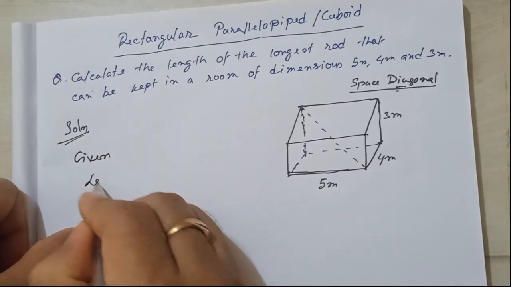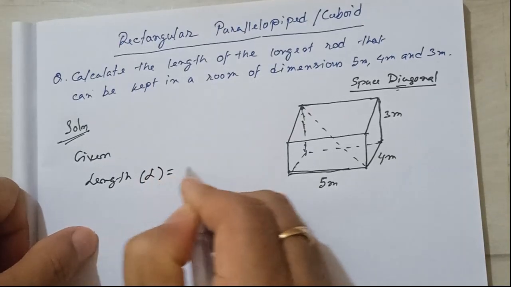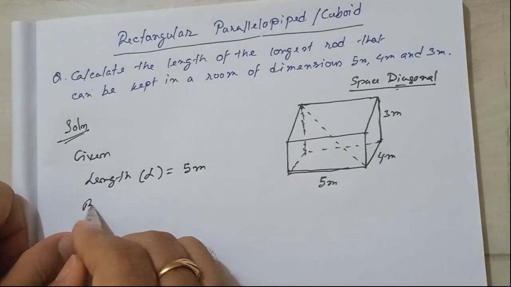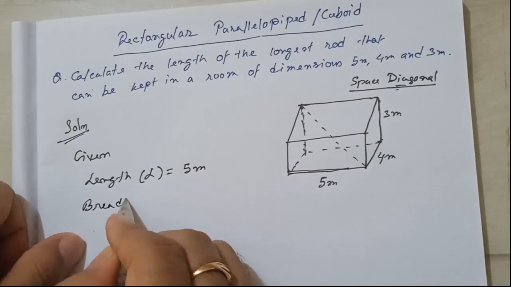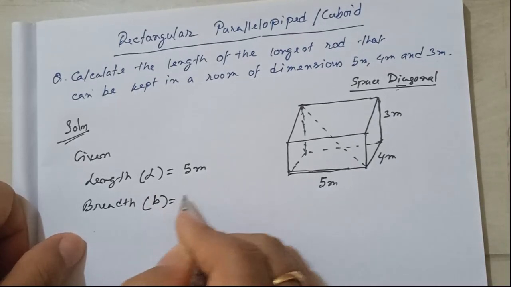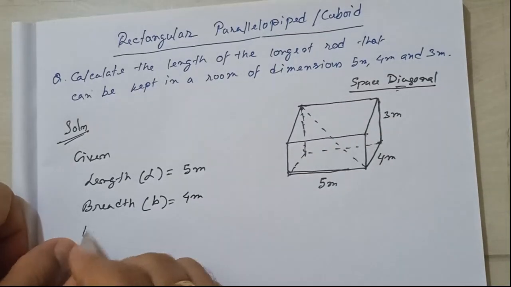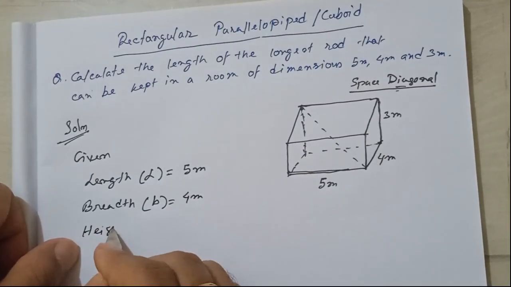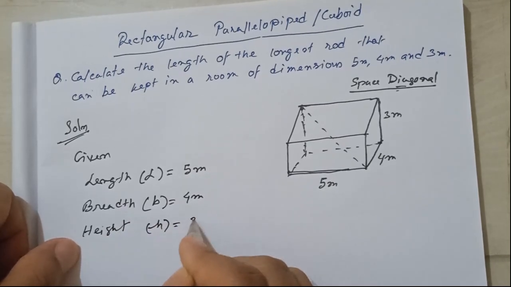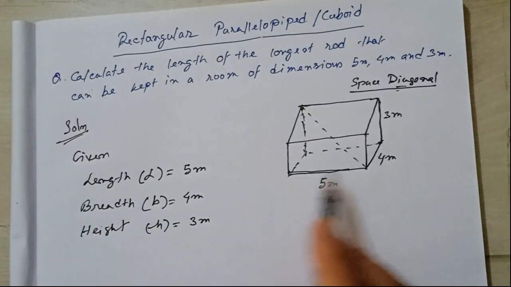Given length, suppose it is L, 5 meter, breadth, suppose B, 4 meter, and height, suppose H, this is 3 meter. So we have length, breadth and height, all 3 dimensions.